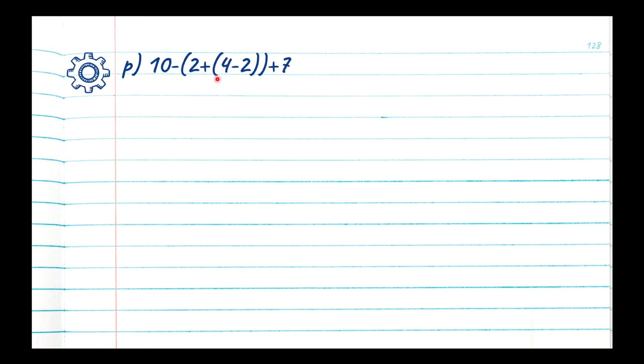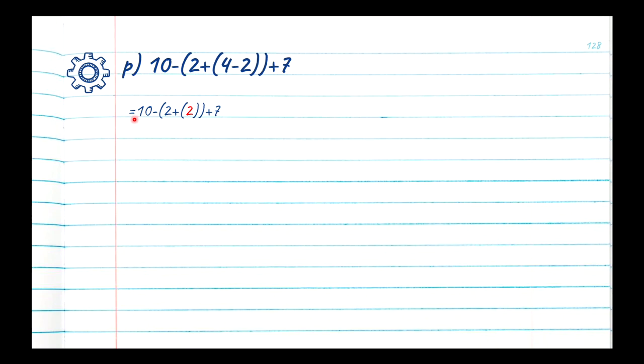So we start over again. Are there any brackets within our bracket? 4 minus 2. There's no further brackets, so we can go ahead and solve the innermost bracket first. We're going to solve 4 minus 2, which is equal to 2, and we drop the rest of the equation. Everything to the left, everything to the right.